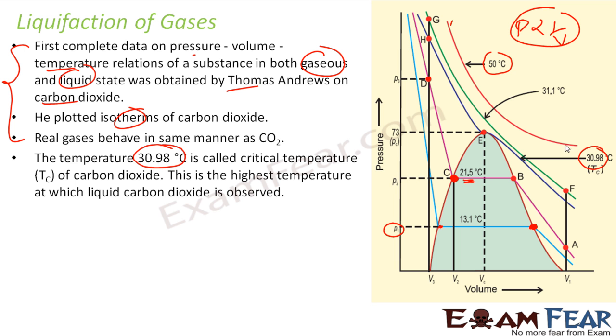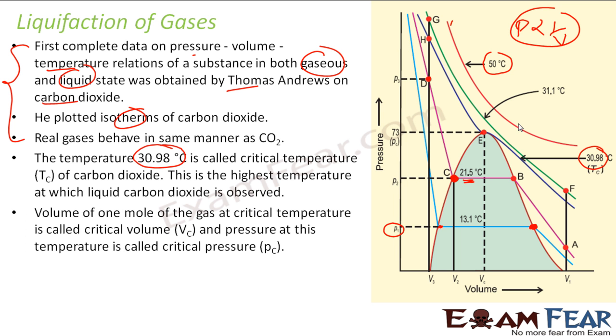So let's go back to the critical temperature. We have got 30.98. So at this critical temperature, the volume of 1 mole of the gas is called the critical volume, and the pressure at that point is called critical pressure. So if you see, this is my critical pressure and this is my critical volume.